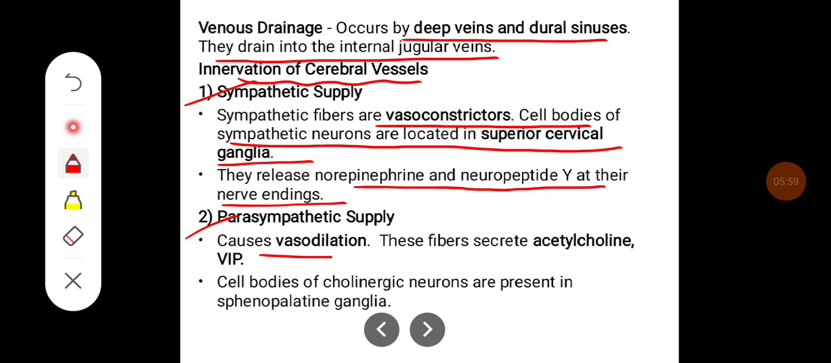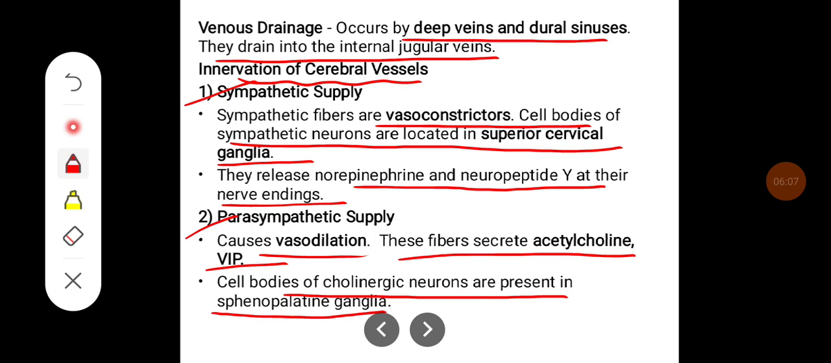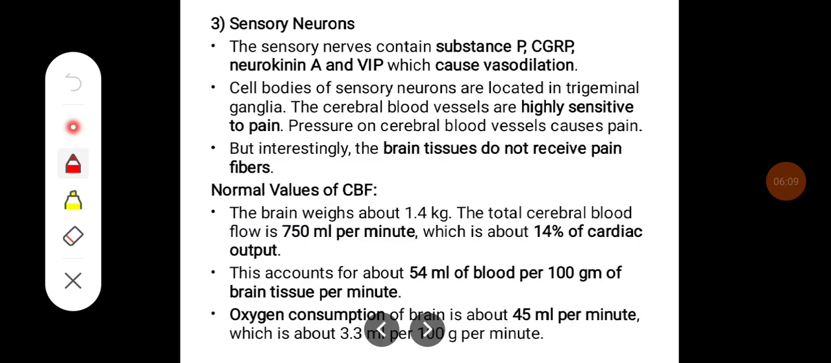Parasympathetic supply causes vasodilatation, and these fibers secrete acetylcholine and VIP. Cell bodies of cholinergic neurons are present in the sphenopalatine ganglion. Sensory neurons: the sensory nerves contain substance P, CGRP, neurokinin A, and VIP, which cause vasodilatation. Cell bodies of sensory neurons are located in the trigeminal ganglia.